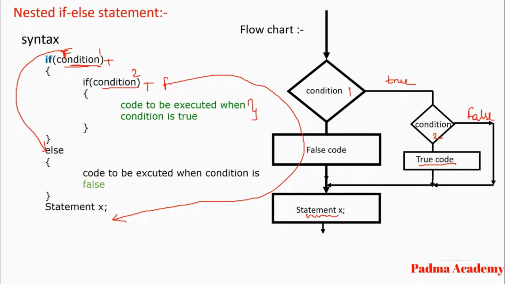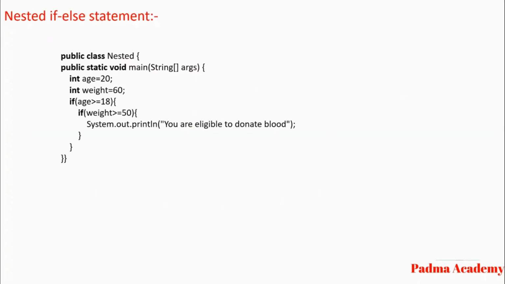So what if the first condition is false? If this condition is false, then it will execute the else part, that is this block will be executed, that is the false code is executed. Then after the execution of the false code, statement X will be executed. So we'll take one example on this.